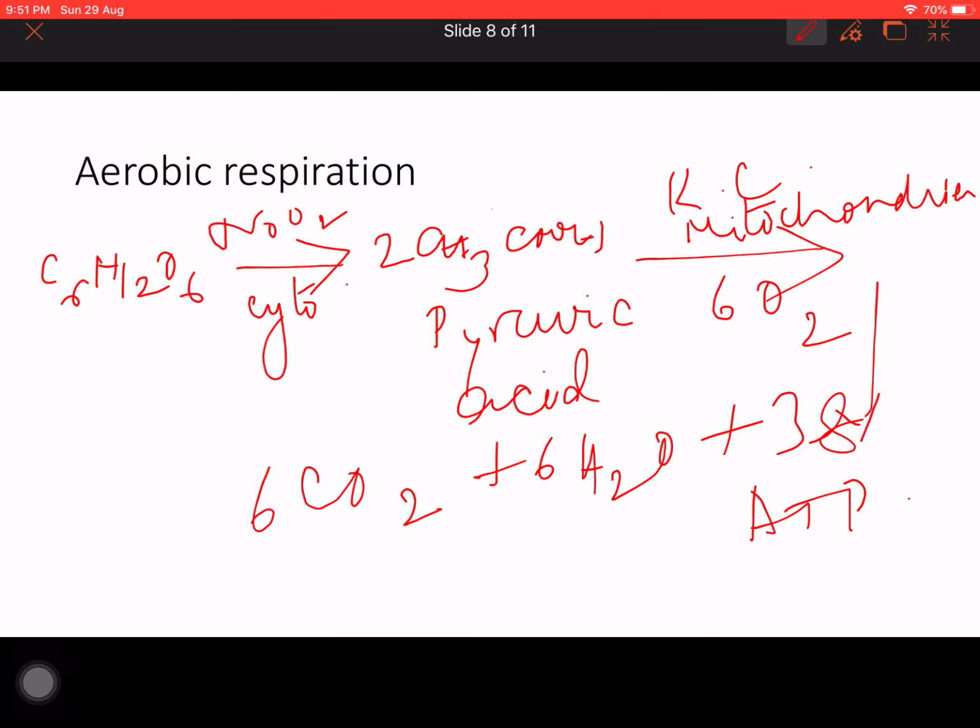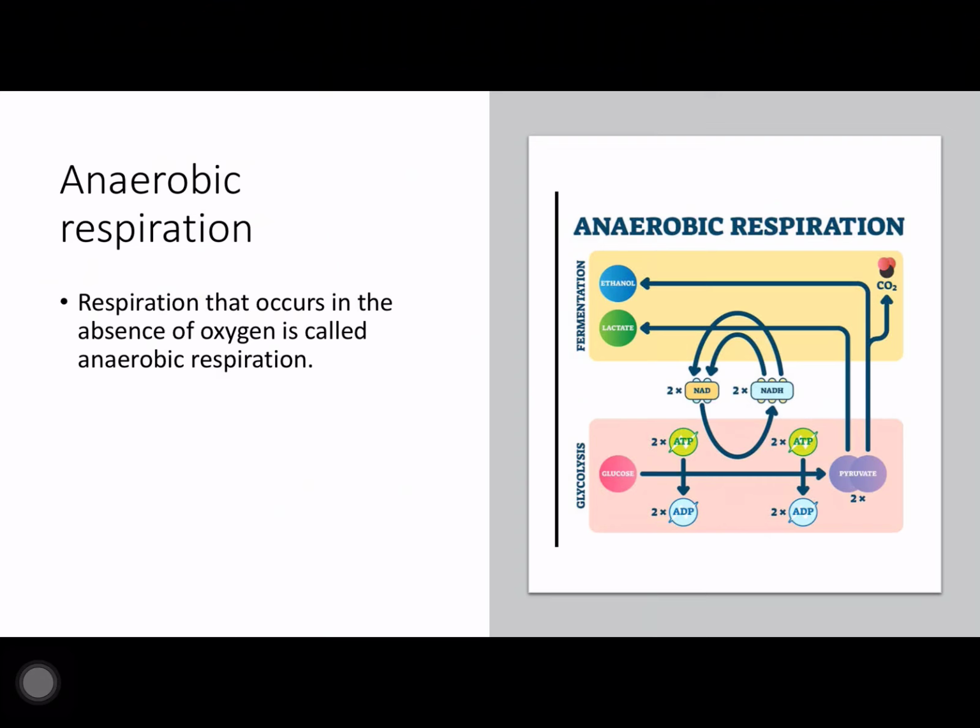So it is the chemical reaction of aerobic respiration. If we start from here, this is happening. Now next we will move on to the anaerobic part. So what is happening in the anaerobic part? It is what happens in the absence of oxygen; this anaerobic respiration is happening.